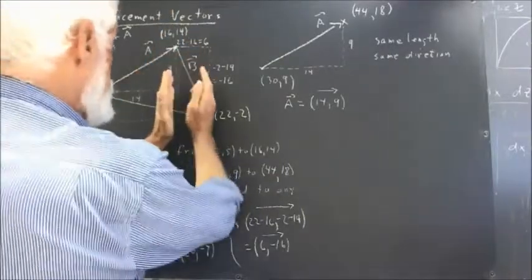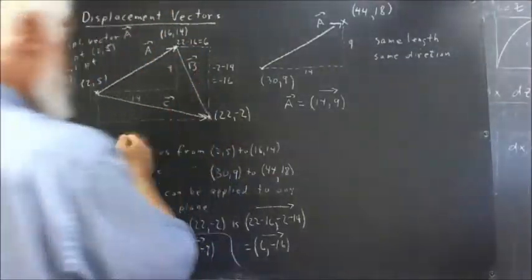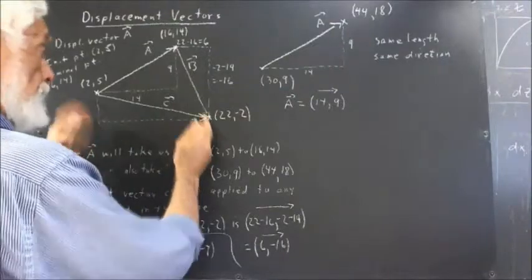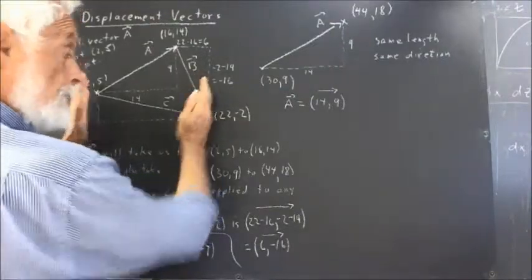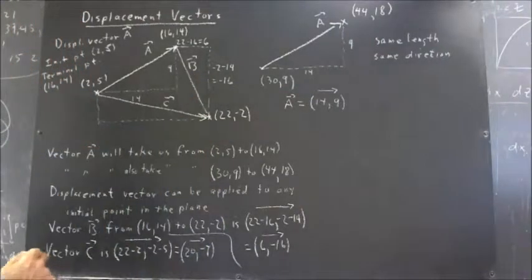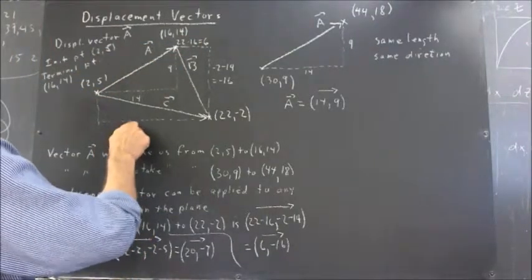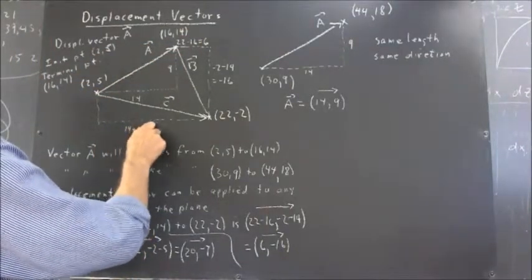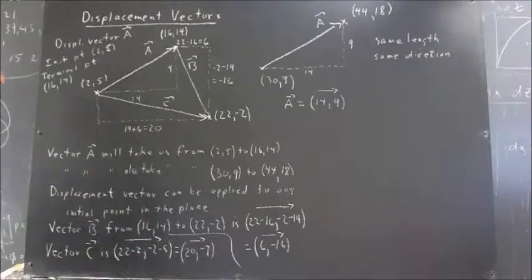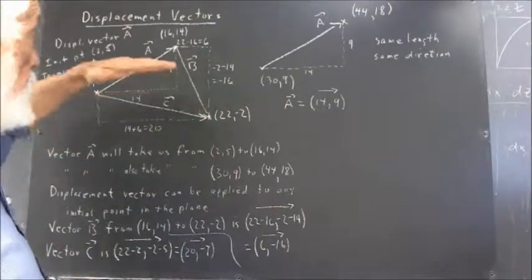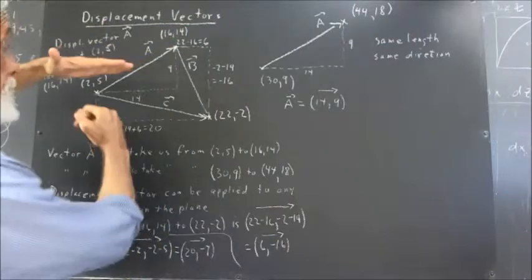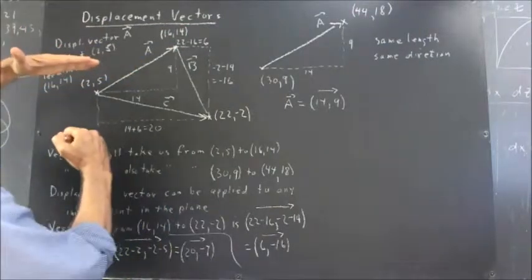Distance from this parallel to this parallel is 6. They add up to 20, and that's the distance between this parallel and this parallel, which is the run. So we could write this as 14 plus 6 is 20. And the rise, well, again, we have parallels here and here, so distance here is 6.